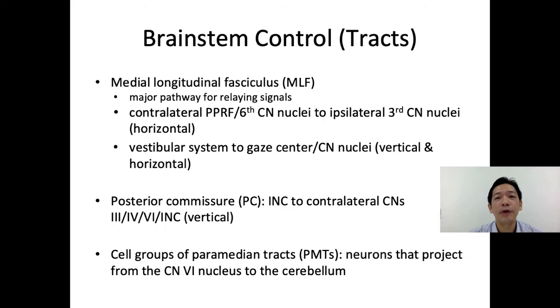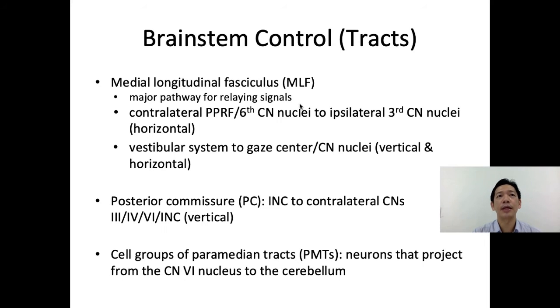Next we move on to the tracts in your brainstem. Just as I mentioned, in the reticular formations there are different neurons compartmentalized in the different reticular formations. Tracts are different. Tracts are actually everywhere in the brainstem. They are not compartmentalized to be in charge of only certain gazes. This is the first principle to remember. When you talk about the medial longitudinal fasciculus, in terms of connections, basically it connects everything.